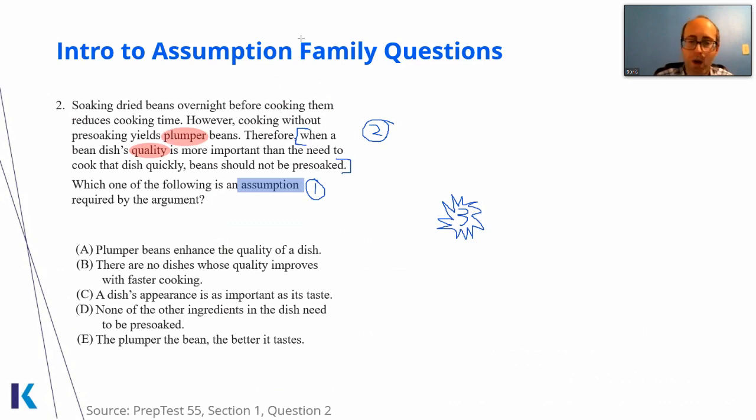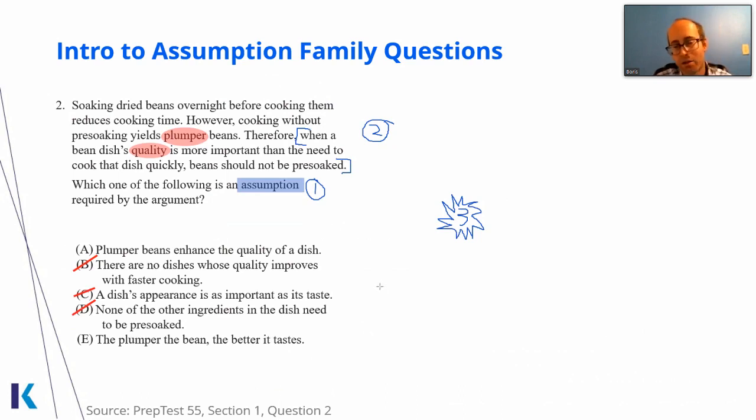And wow, on test day, you can just summarily cross off any choice that doesn't have both those concepts. So for example, choice B has quality but no plumpness, gone. Choice C has neither one, gone. Choice D has neither one, gone. Now we have choice E, plumper the better it tastes. And then A, plumper beans enhance the quality of a dish.